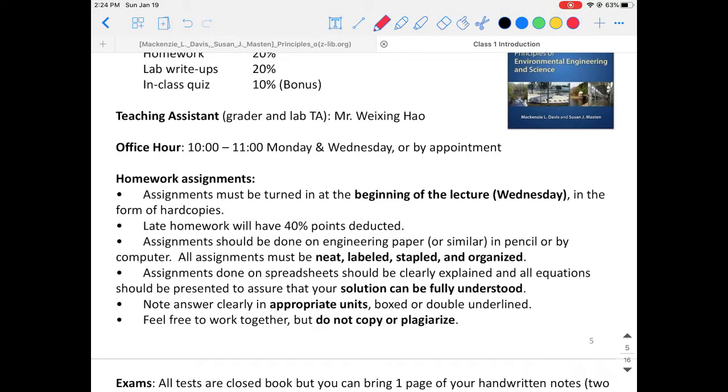Otherwise, I don't think either me or the TA, Wei Xing, will be able to understand you if you just write up a number there. And also you need to note the answer clearly in the appropriate units. During this class, because we're dealing with all different systems, you're going to learn a lot of units. I want you to note all of these answers in the appropriate units. Okay? And feel free to work together, but do not copy or plagiarize.